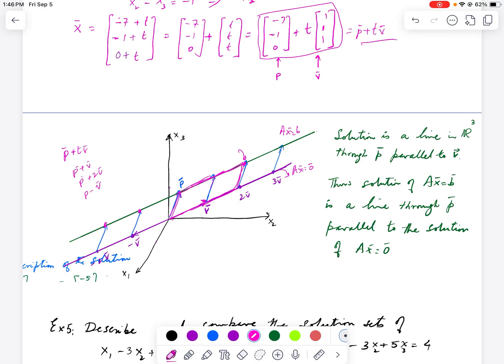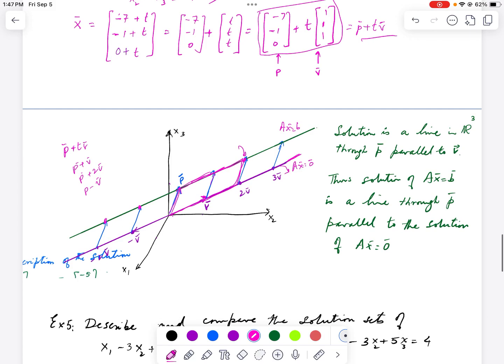Previously the solution of the homogeneous system passed through the zero vector, the origin, but this new one is a translation of the same solution. It is translated by vector p. So that is what we will write: the solution of Ax equals b is a line through p parallel to the solution of Ax equals 0.